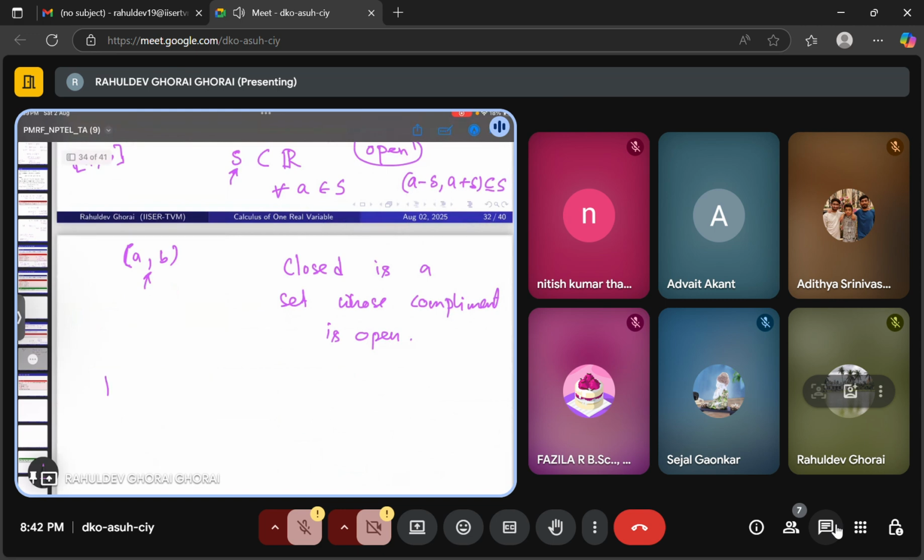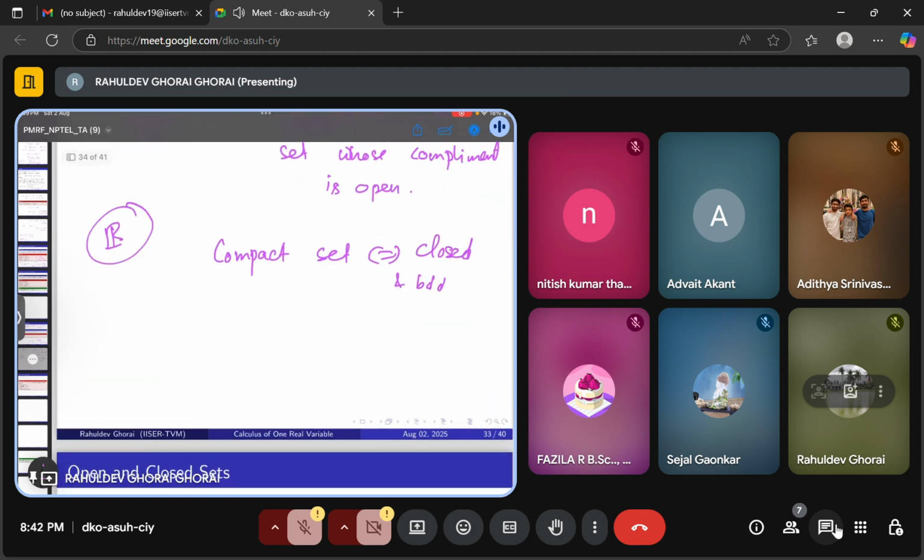And in the set of all real numbers, compact sets are nothing but closed and bounded sets. If the set is closed and bounded, then it will be compact. Also, if it is a compact set, then it will be closed and bounded. Now there is another definition of closed sets, using limit points.